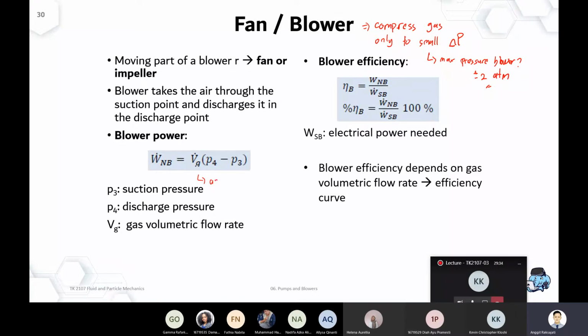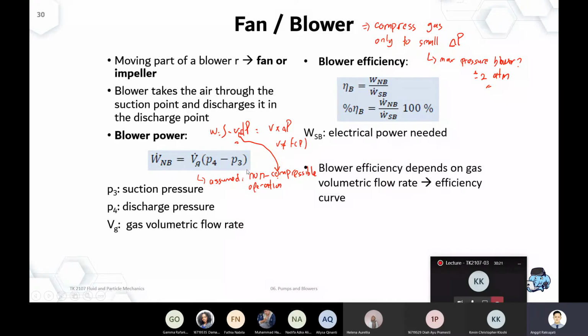Still assumed to be non-compressible operation. Okay, even though we're working with a compressible fluid, because of the small pressure ratio, it is assumed as a non-compressible operation. Okay, so that means the calculation is very similar to a pump, that it's coming from the integral of minus v dp, and because it's non-compressible, that means the volume is not a function of pressure. That means it simply can be calculated as minus v delta p. Okay, just the same as the pump.